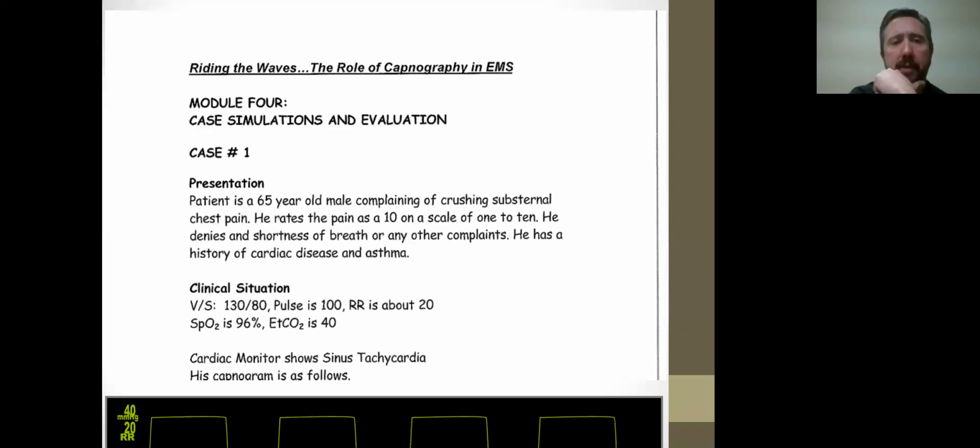Let's give a case scenario here. This is going to be similar to a couple of ones we did on the initial. Okay, the patient is a 65-year-old male complaining of crushing substernal chest pain. He rates the pain as a 10 on the scale of 1 to 10. He denies shortness of breath or any other complaints. He has a history of cardiac disease and asthma. Vital signs 130/80. Heart rate is 100. Respiratory rate is 20. And the SpO2 is 96, and the end-tidal CO2 is 40. Cardiac monitor shows sinus tach, and his capnograms are on the following picture below.